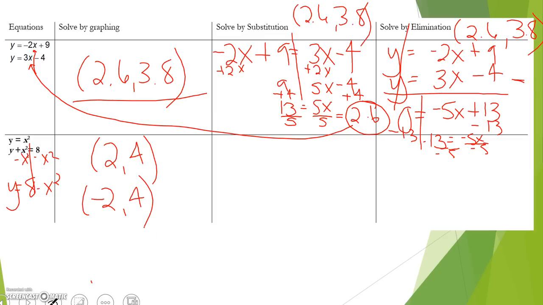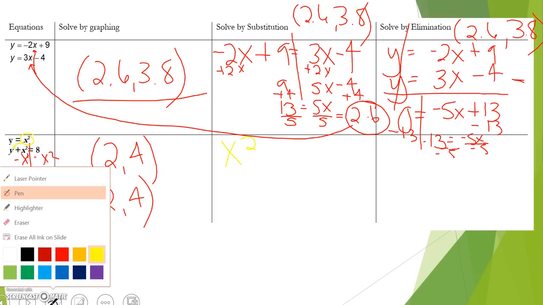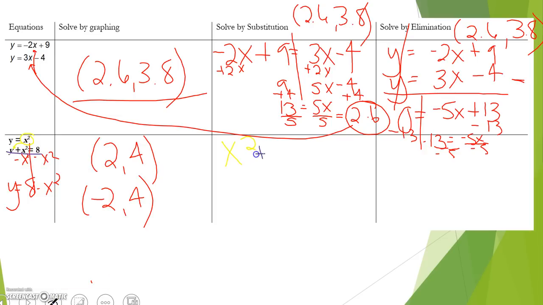If you're going to do substituting, you're going to substitute one function into another. I'm going to take that first one. The first one says y equals x squared. So I am going to take that y equals x squared and plug that in for the y down there. So it's going to look like x squared plus x squared equals 8, where the yellow is where the y originally was in that second equation.